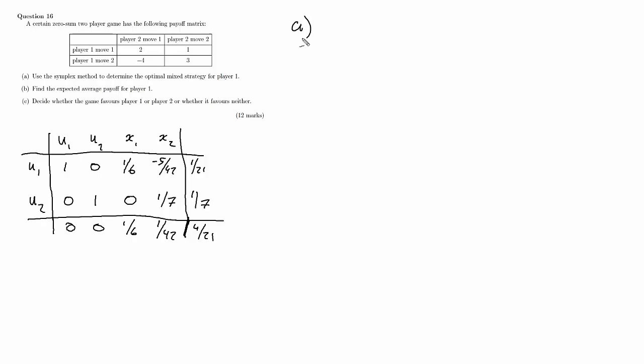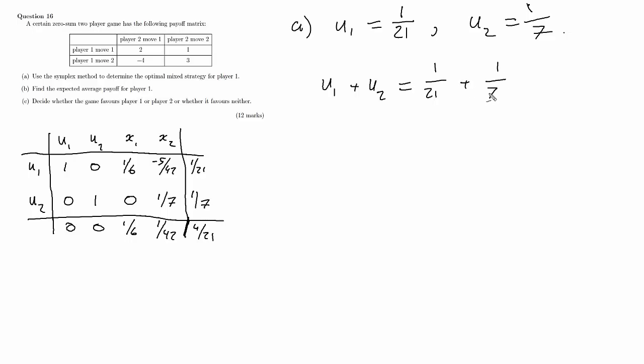Now for part A, we want to find the optimal mixed strategy for player 1. To do that, we need to know the values of U1 and U2. U1 is given by the value in the right-hand column in the row where U1 appears. So U1 is 1 on 21. Similarly, U2 is 1 on 7. In order to determine the strategy, we also need to know what the value of U1 plus U2 is. That's 1 on 21 plus 1 on 7, which is 1 on 21 plus 3 on 21, which is 4 on 21.